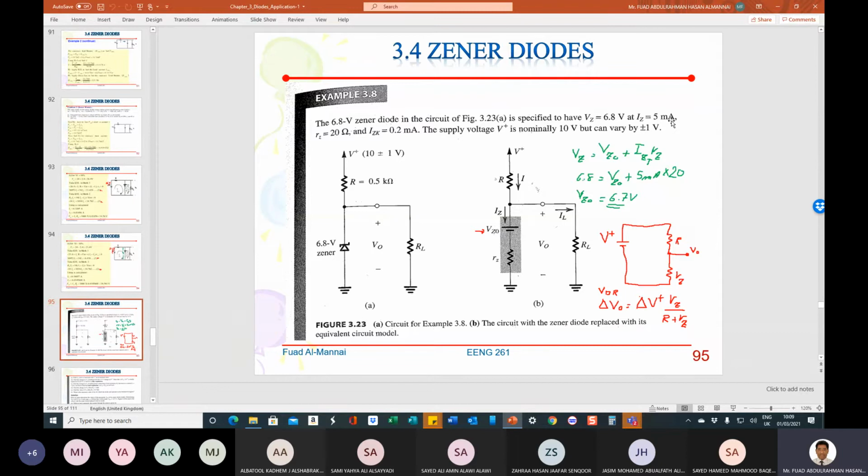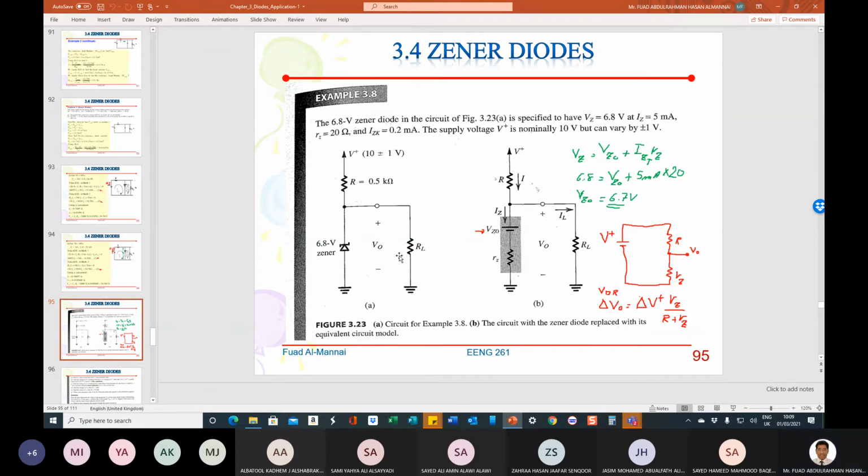Did he give us IZ max? He didn't give us IZ max. Doesn't matter. He said the supply voltage, which is VCC, is nominally at 10 volt, but it can vary by plus or minus 1 volt. So this is the circuit here. This is the same circuit as we have seen before, except it's drawn differently, but it's the same circuit.